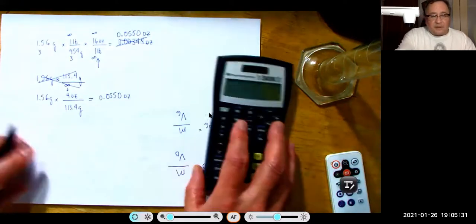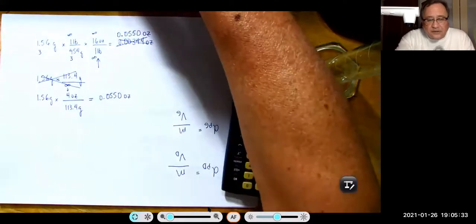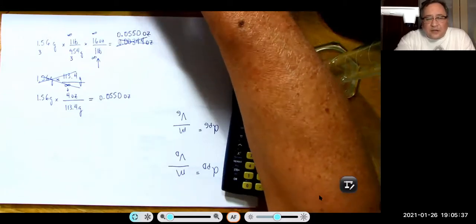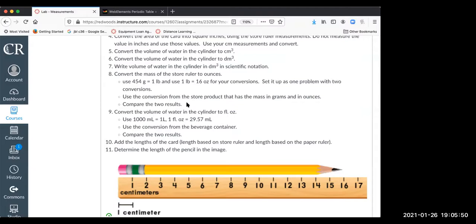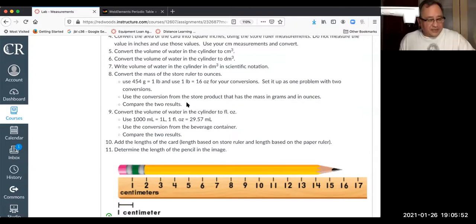So I'm going to go back to that question that we were just looking at, Melissa. And you'll notice that one of the questions is compare the two results. So I'm going to say, well, gosh darn, I get the same answer either way. Does that make any sense? Yep, that was perfect.